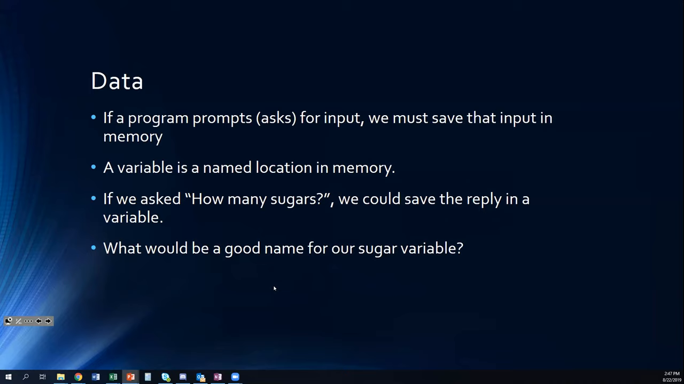So whenever we ask for input like that, we need to save that input somewhere in memory so that we can refer to it later to see what they said. So we're going to use a variable. And a variable is just a named location in memory. So if we ask how many sugars, we could save whatever they replied into a variable. If we were going to use a variable, a little name, location, and memory to hold their answer, what would be a good name for that variable in our program?